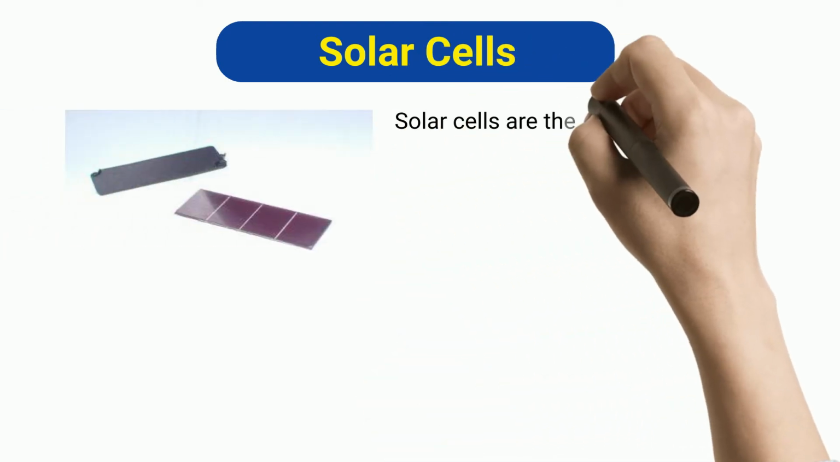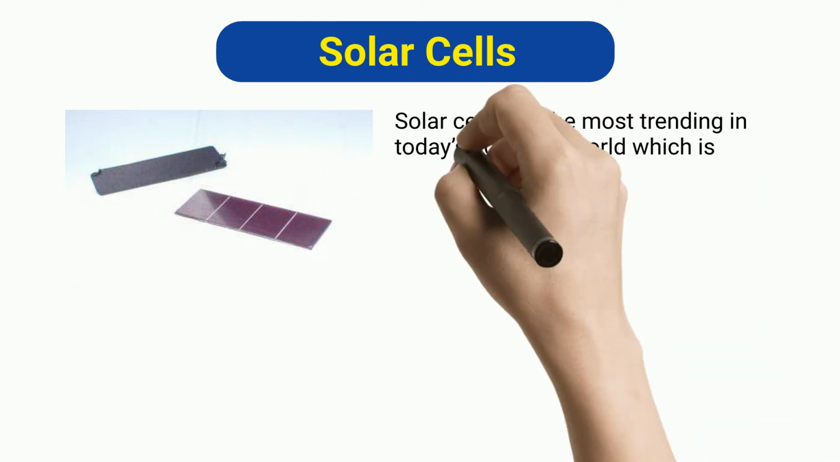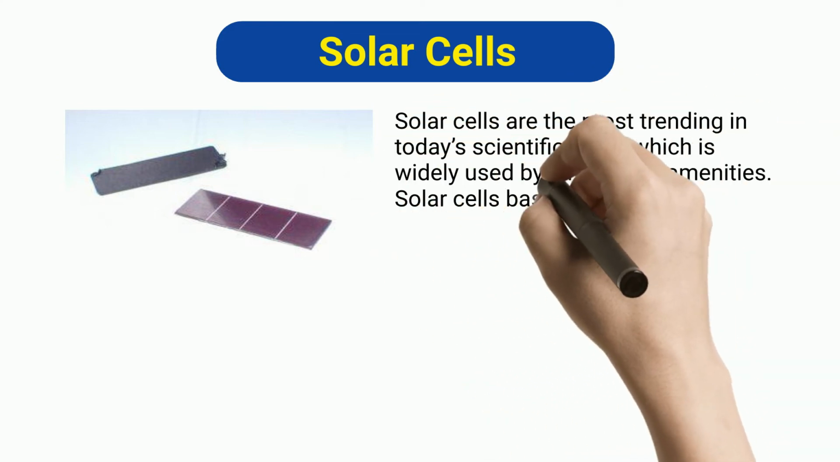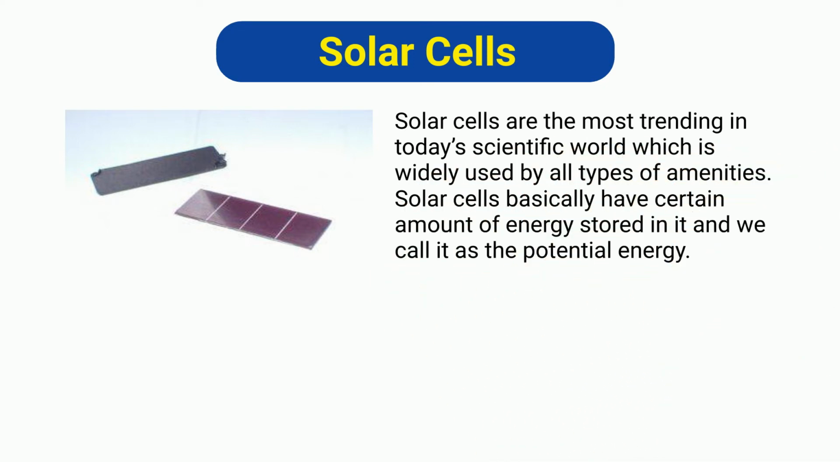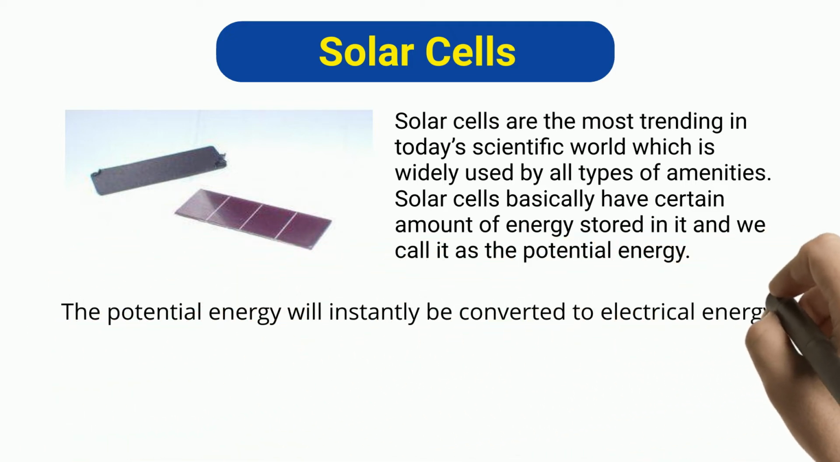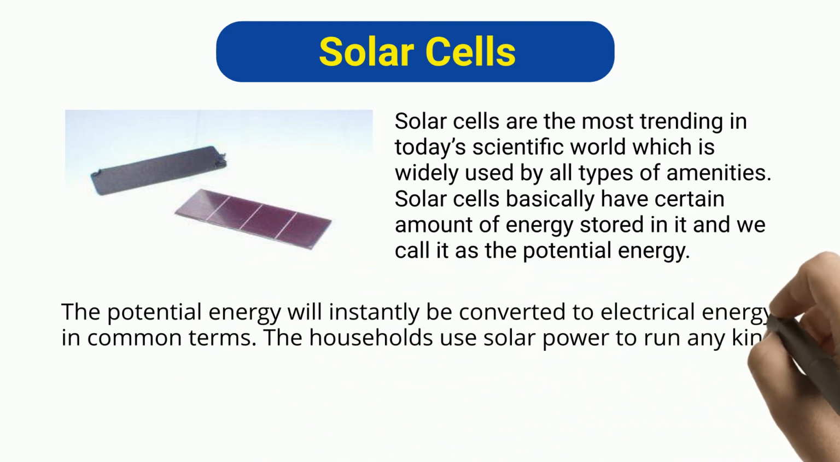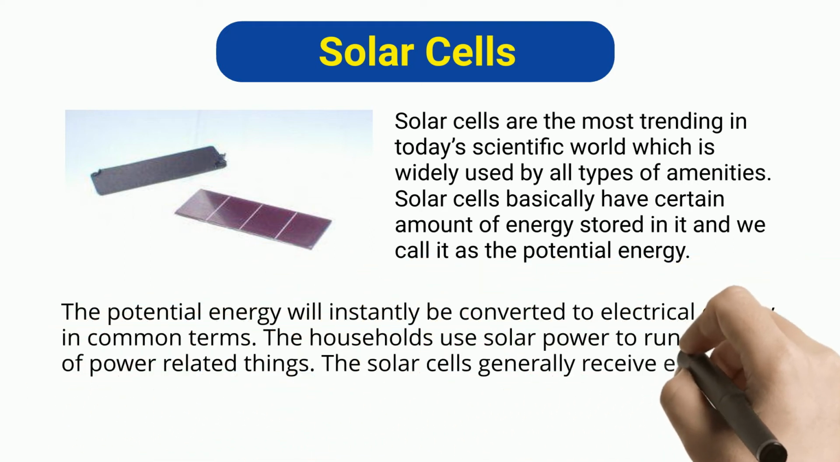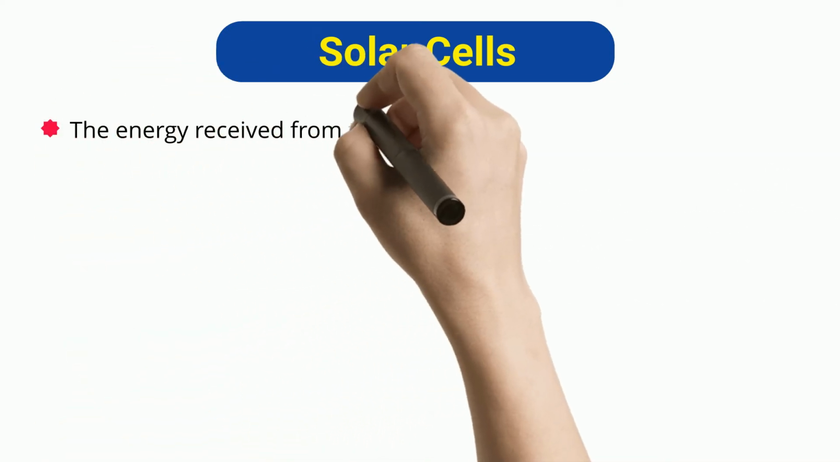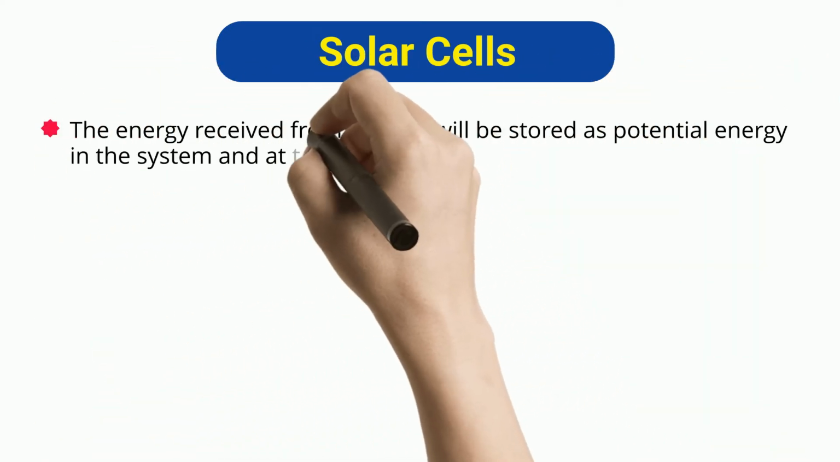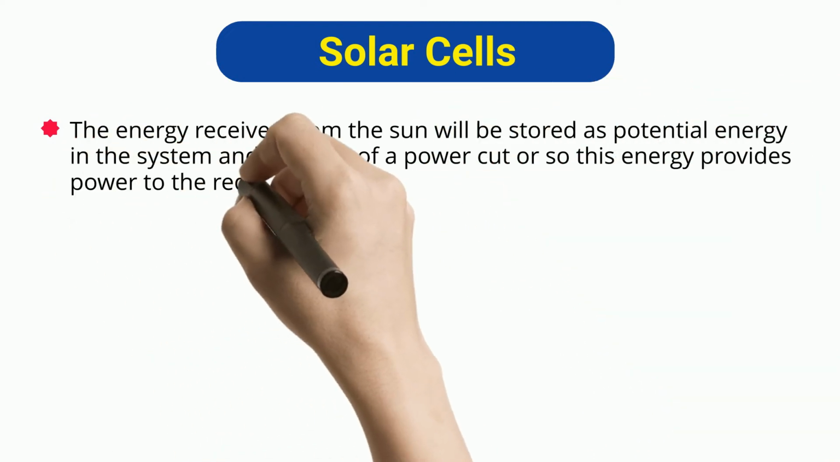Solar cells. Solar cells are the most trending in today's scientific world, and are widely used in all types of amenities. Solar cells basically have a certain amount of energy stored in them, and we call it the potential energy. Potential energy will instantly be converted to electrical energy. Households use solar power to run any kind of power-related things. The solar cells generally receive energy from the sun. The energy received from the sun will be stored as potential energy in the system, and at times of a power cut or so, this energy provides power as required.